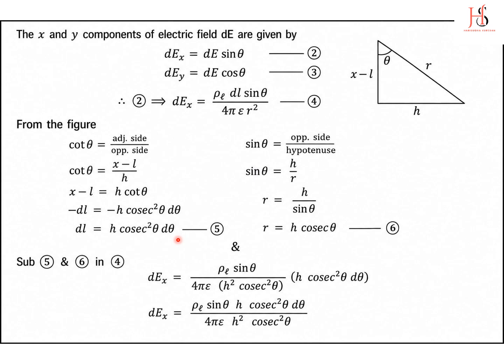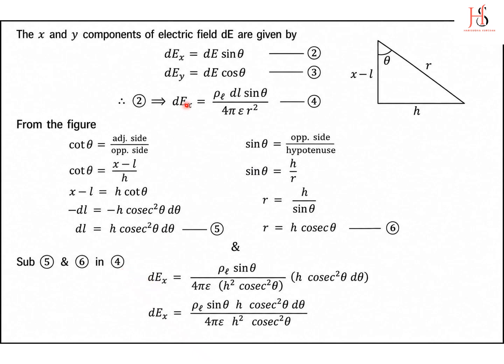Similarly, for this triangle, sine theta is nothing but opposite side divided by hypotenuse, so sine theta is h by r. Rearranging, we get r is equal to h by sine theta. One by sine theta is nothing but cosecant theta. Therefore, r can be written as h cosecant theta. Now substitute equations 5 and 6 in equation 4, since we know what dl and r are.